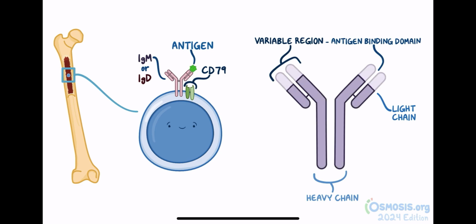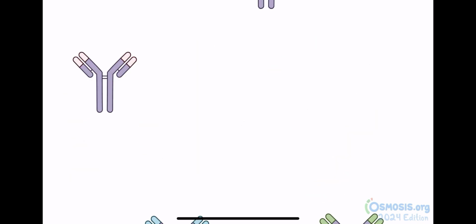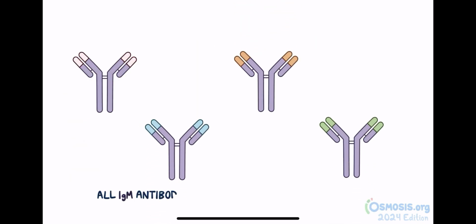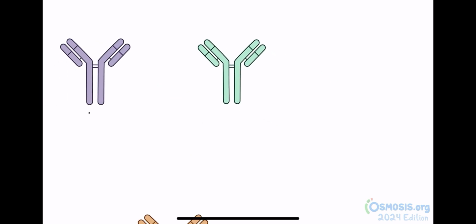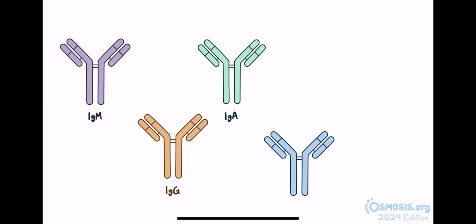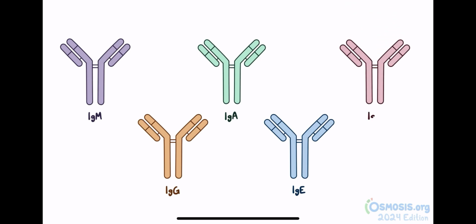Below the variable region, or toward the point where the arms meet, is the constant region, where every member of an antibody class is identical. So all IgM antibodies have the same constant region. But IgM and IgA constant regions are different. There are 5 classes of antibodies in total: IgM, IgG, IgA, IgE, and IgD class antibodies. And each one has a slightly different job.